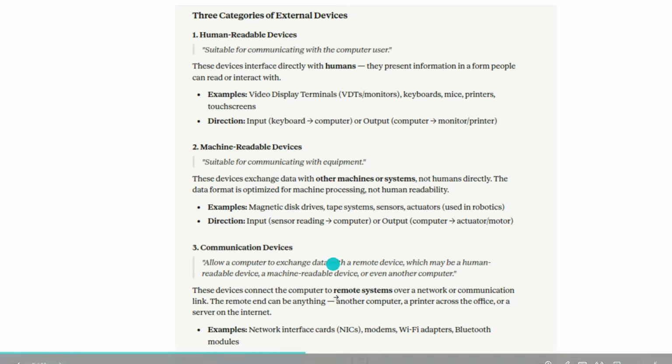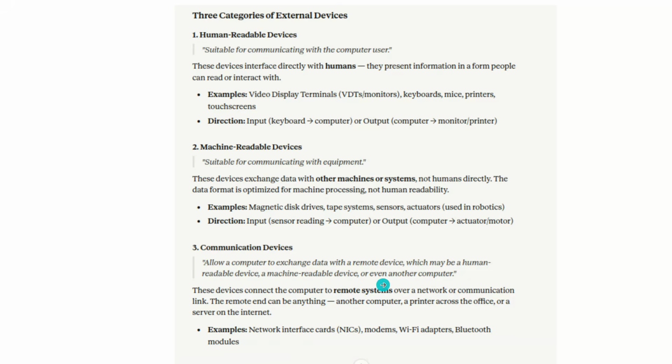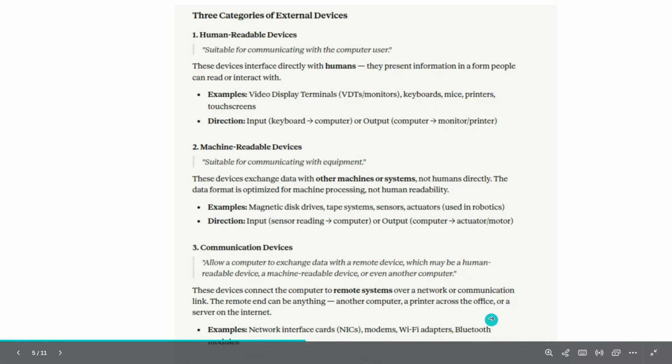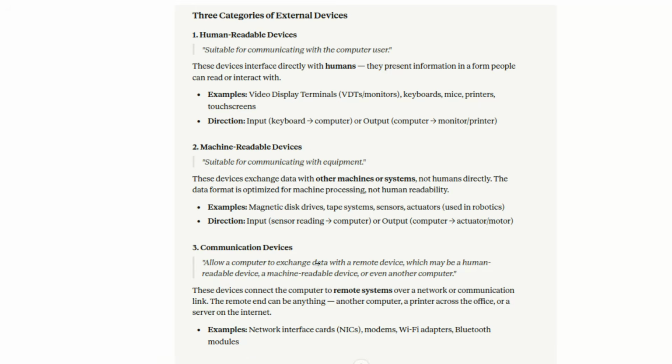The remote end, that is the remote system, can be another computer, a printer in an office, or a server. Examples are Wi-Fi network interface cards, Bluetooth, etc. Wi-Fi adapters, modems, Bluetooth modules are the different examples. You have to understand that communication devices allow a computer to exchange data with other remote devices.